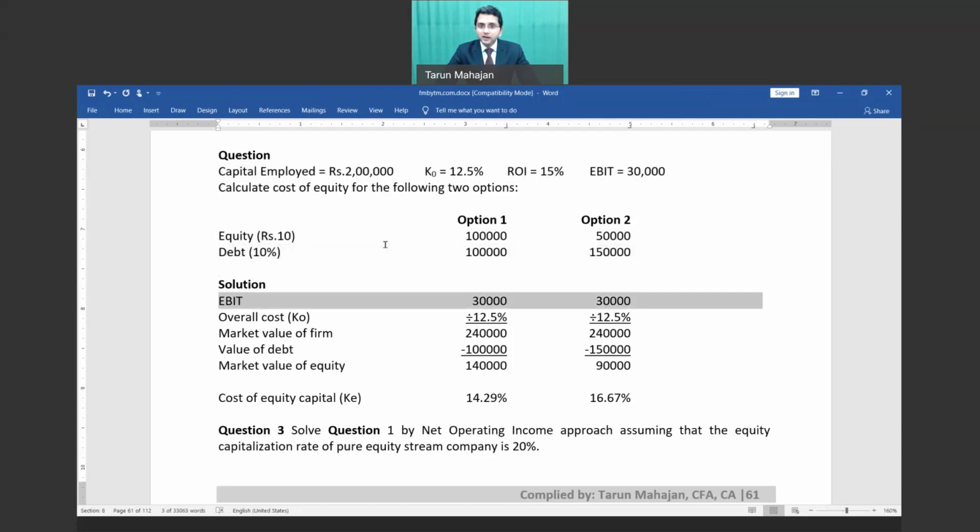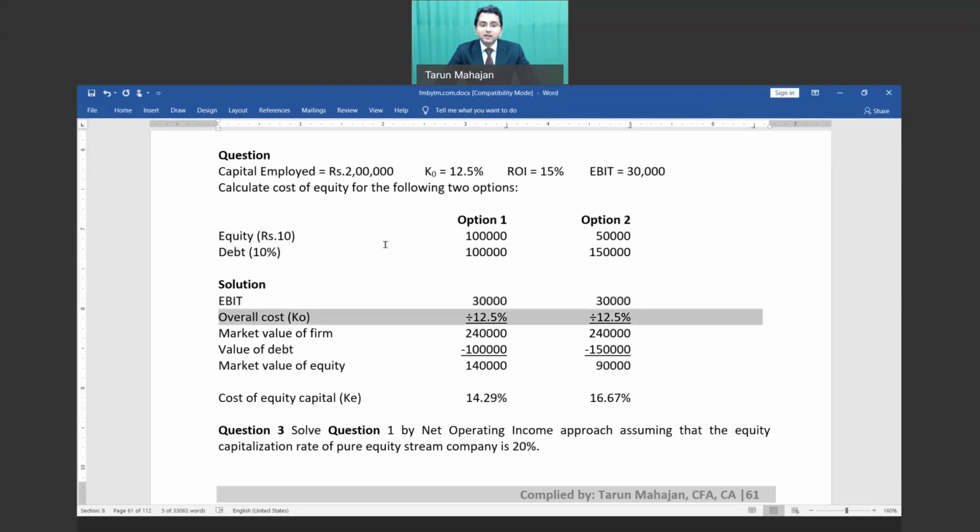You start with EBIT, just like the NI approach. But now the whole process is reversed. Under the NI approach, the last calculation is Ko. But under the NOI approach, the first thing you are going to adjust over here is Ko. So overall cost of capital, 12.5%. I divide by this.